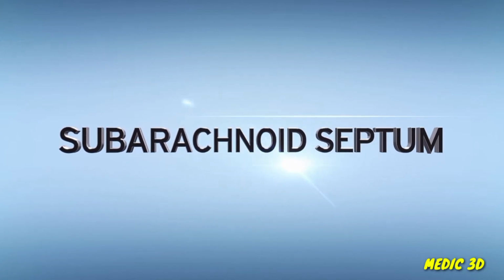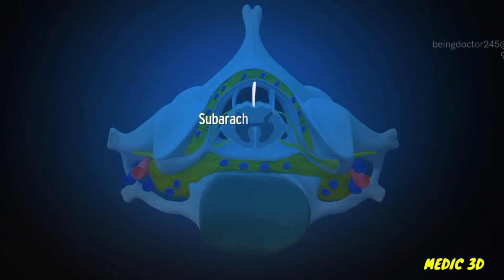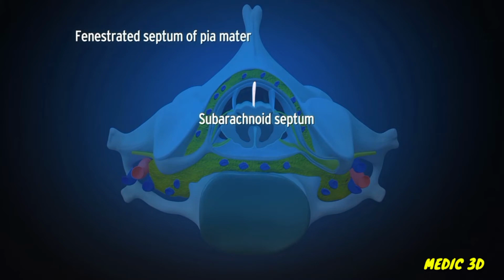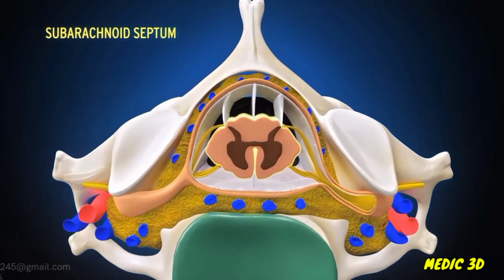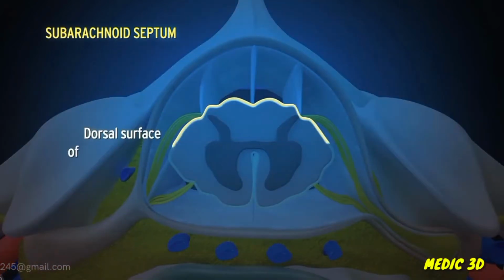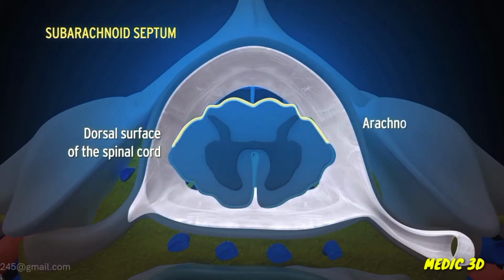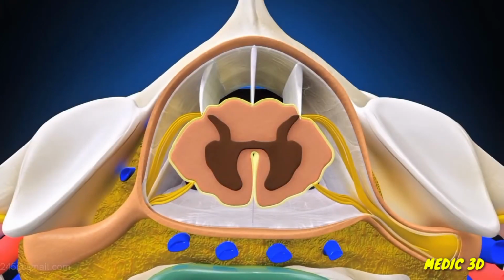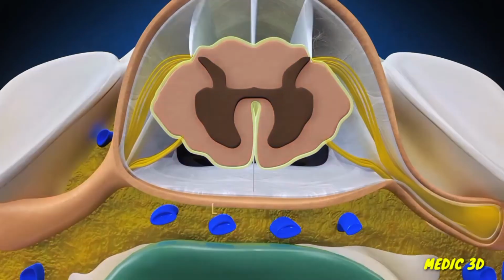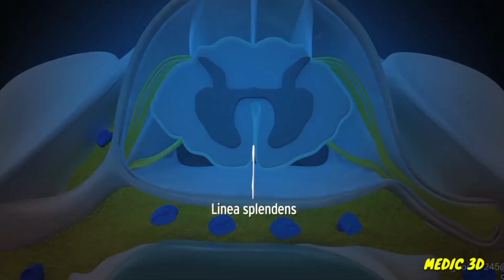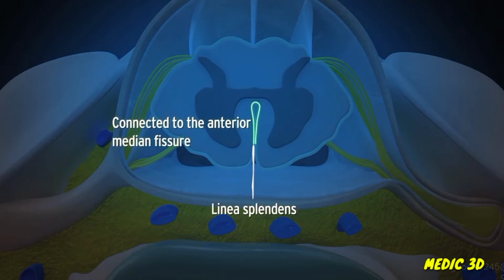Subarachnoid septum. It is a mid-sagittal fenestrated septum of pia mater. It connects the dorsal surface of the spinal cord with the arachnoid mater. Linea splendens. It is a septal modification of pia mater which is connected to the anterior median fissure.